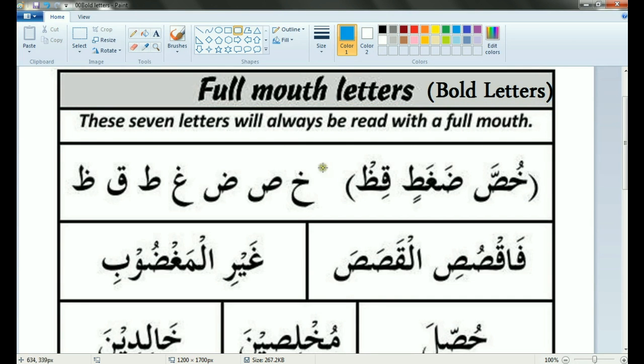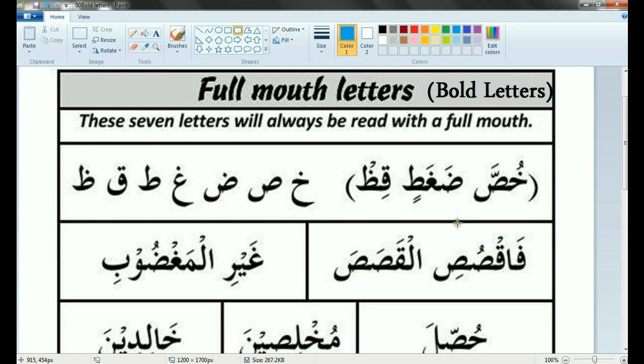So the seven bold letters are kha, sad, dad, ghain, ta, qaf, za. Again, kha, sad, dad, ghain, ta, qaf, za.